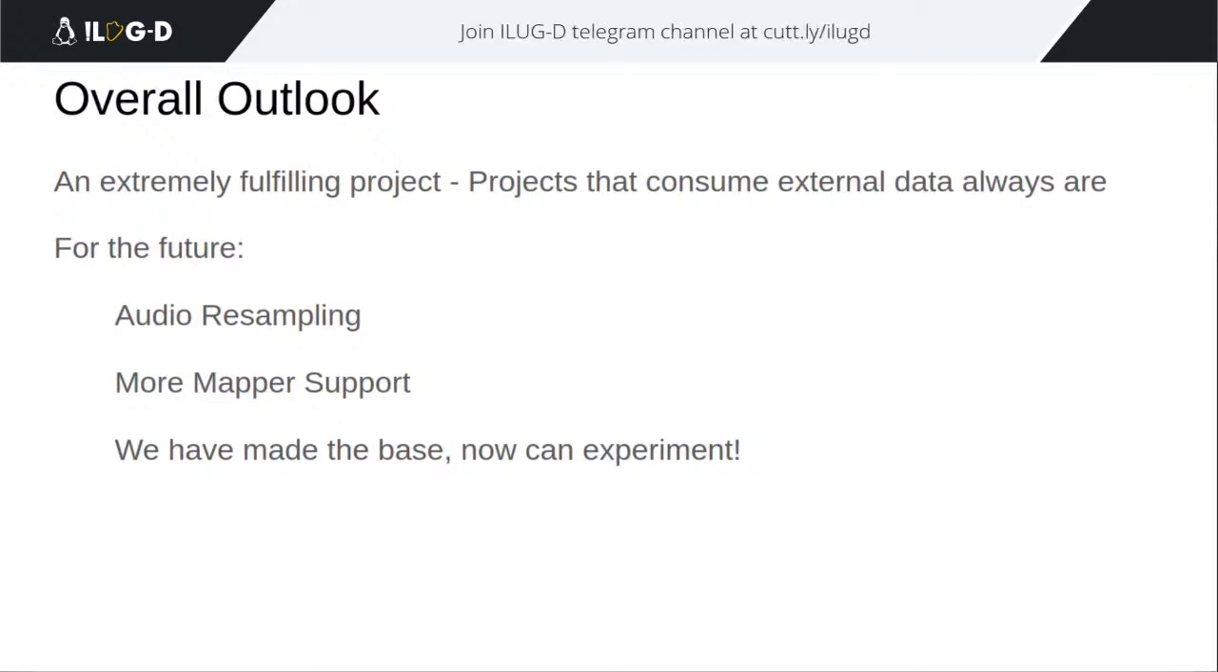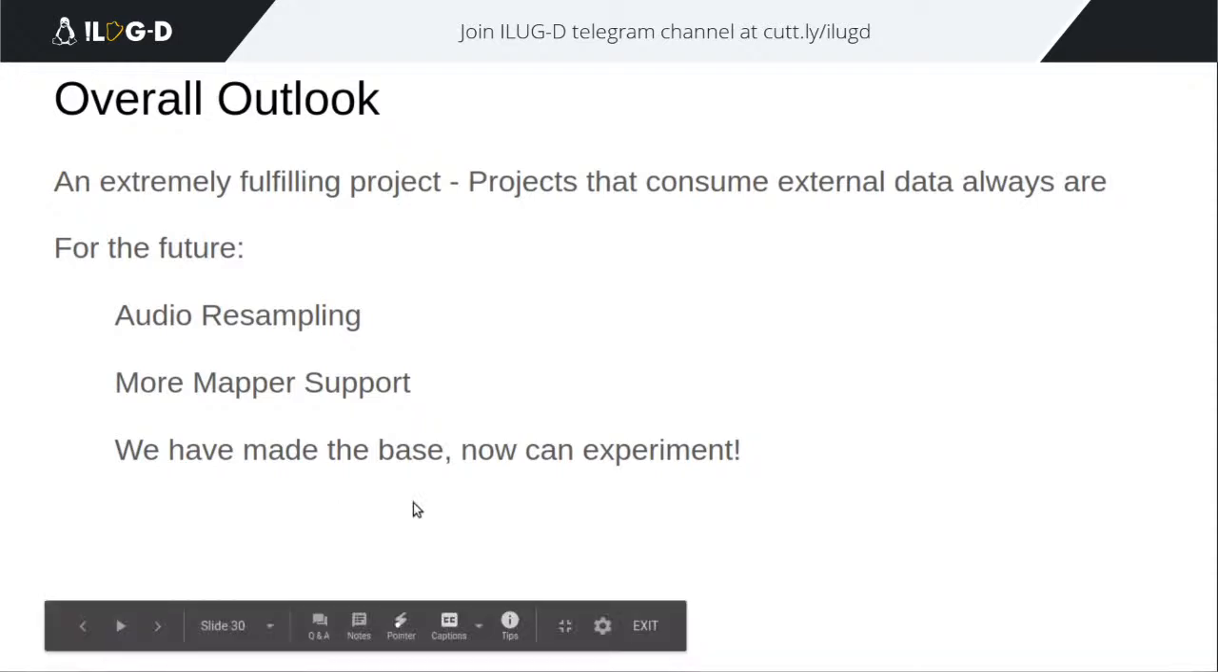I just put in a different ROM file, and since all the instructions about what to do are in the ROM file, and my emulator just follows those instructions, it is actually able to run 100 games, right? And for the future, of course, we need audio resampling, which I mentioned earlier. And since we have made the base, we can now experiment.